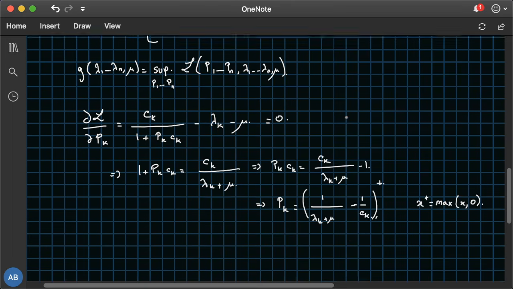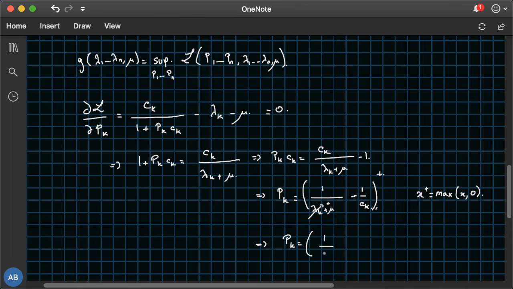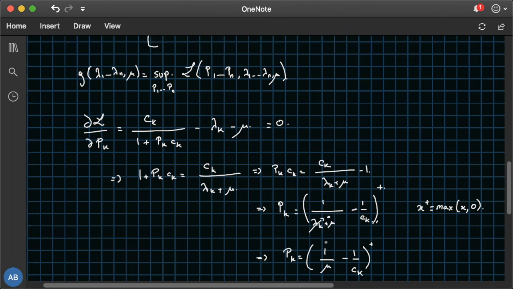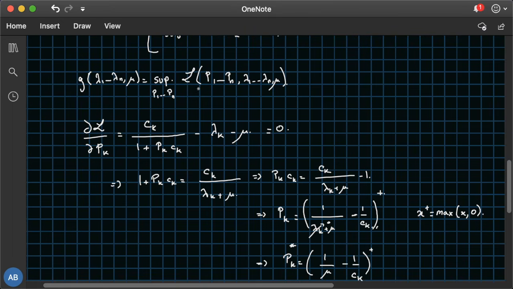And hence the lambda k's are 0. So my pk could be written as 1 over mu minus 1 over ck, plus. Okay? So this is my pk star, the optimal power. And I'm going to plug it in the Lagrangian function to get the Lagrangian dual function.